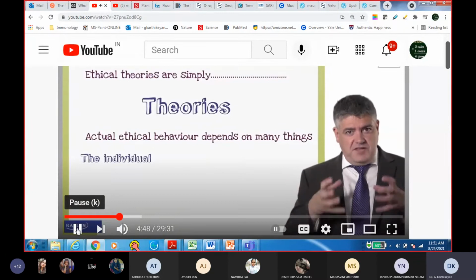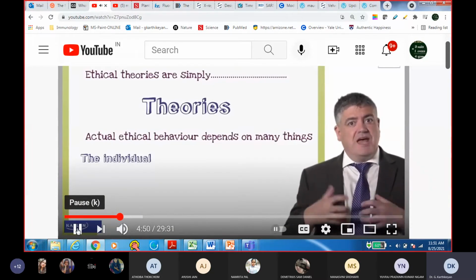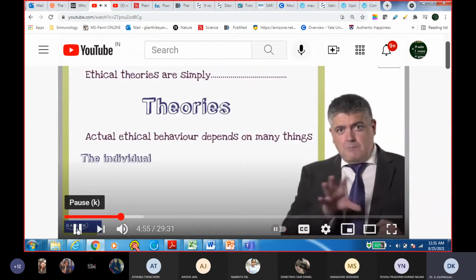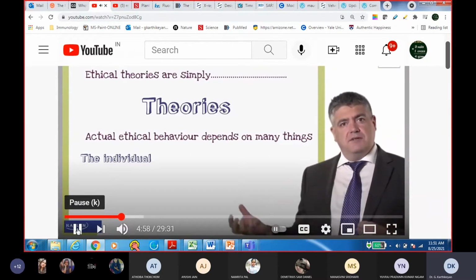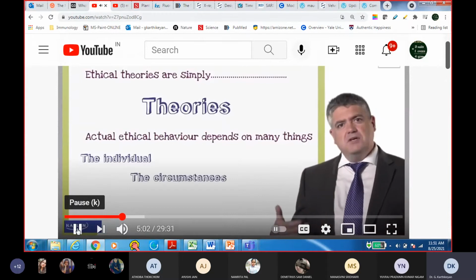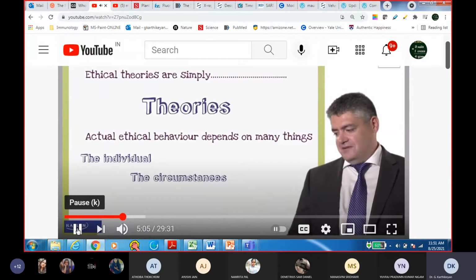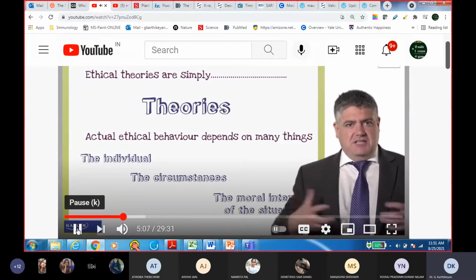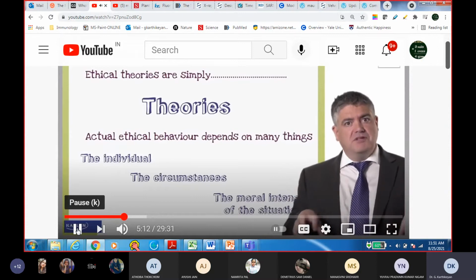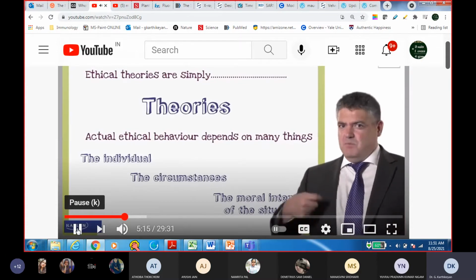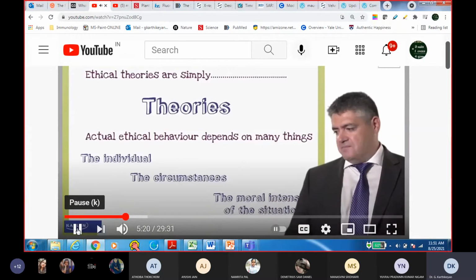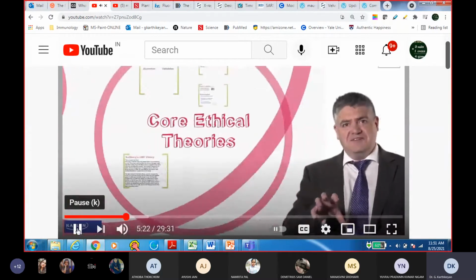We're going to focus on ethical theories and how they can impact individuals, how they're applied by individuals, how individuals think. But there are other factors if we were putting this into practice. We haven't got time today to deal with these areas of the syllabus, but it could be the circumstances of the situation. It could be the moral intensity of the situation. Ethics is fascinating, and the more you drill into the subject area, the more personal gain and benefit you'll get from this syllabus area. But we must stick to the theories.